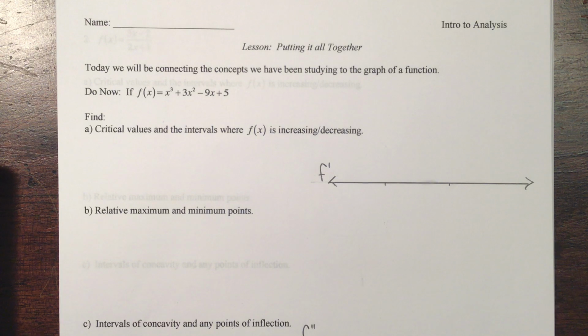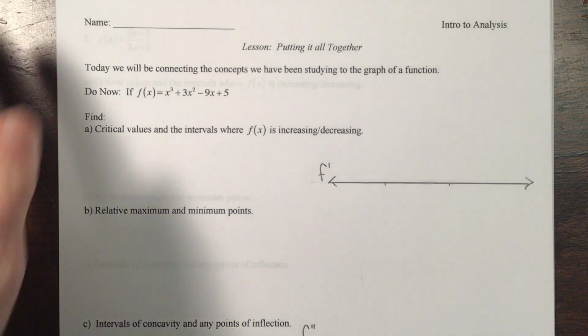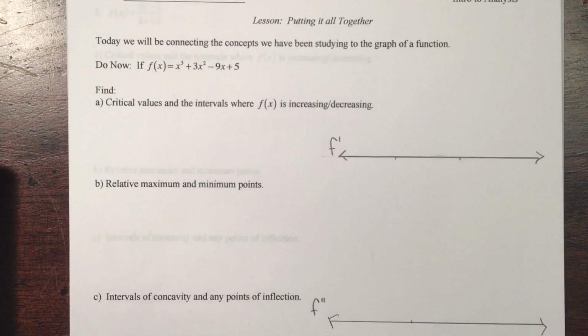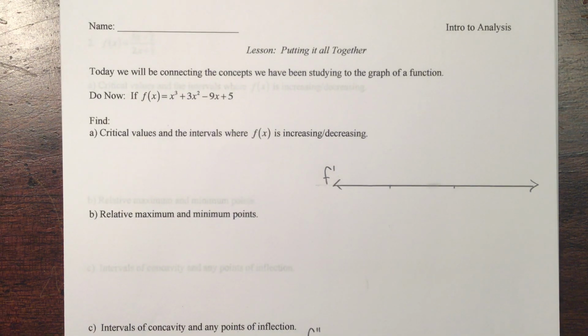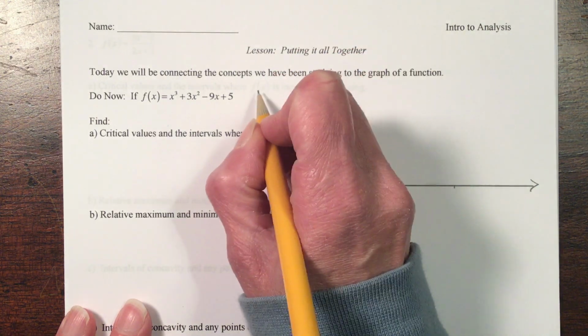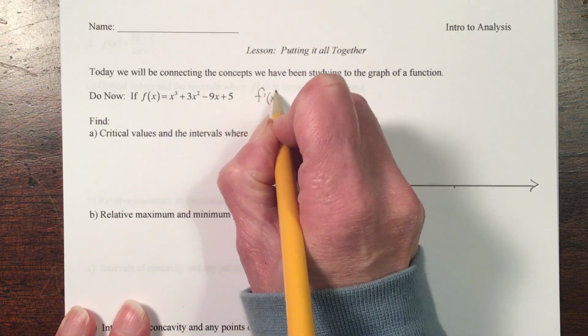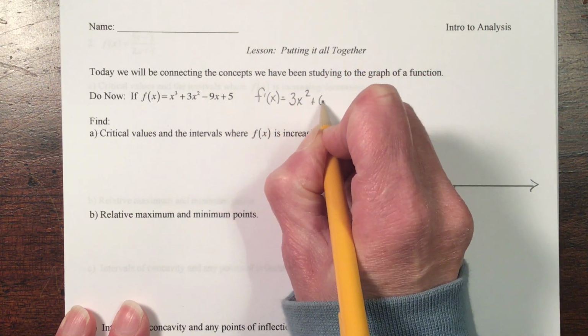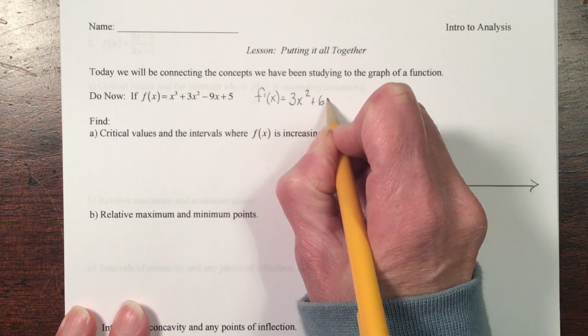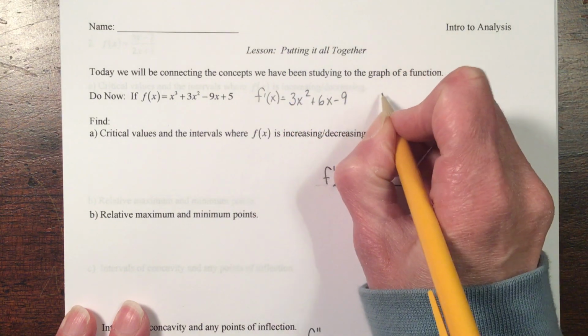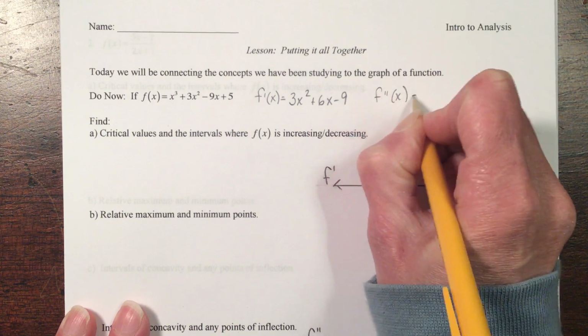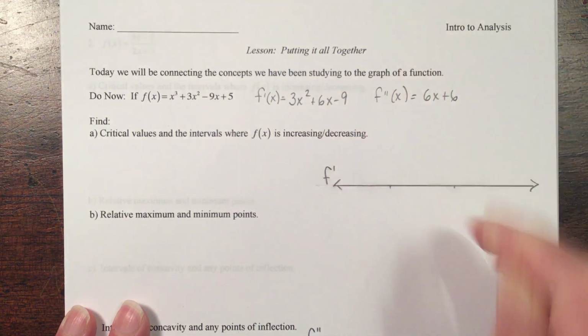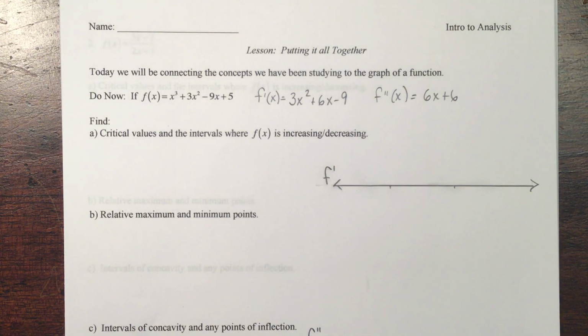If we're given this function, f of x equals x cubed plus 3x squared minus 9x plus 5, and I ask you to find the critical values, the relative maximum and minimum points, etc. As I look down on this ditto, I see that I'm going to be using the first and the second derivative today. So up top here, I'm going to go ahead and find each of them so I have them handy and I can just use them when I need them. So the first derivative would be 3x squared plus 6x minus 9. And then working off my first derivative, my second derivative becomes 6x plus 6.